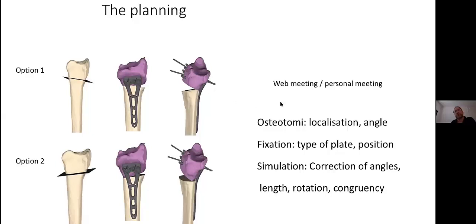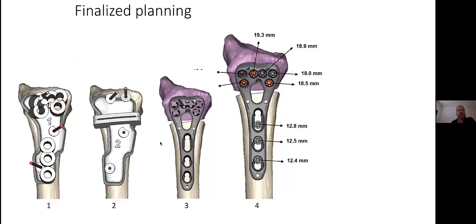So what you usually do during the web meeting between the surgeon and the engineer, when you plan together, you choose where you want to have the osteotomy, where on the bone and which angles. You then choose a plate that you think will fit, and you simulate the different options you have, especially rotation, and you look in the joints, as I said, for congruency, so it fits and moves in a smooth way.